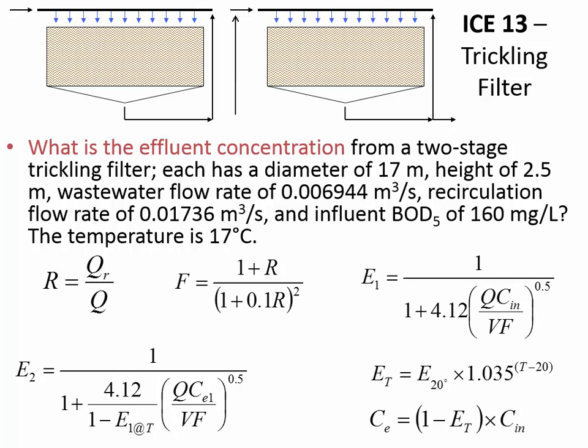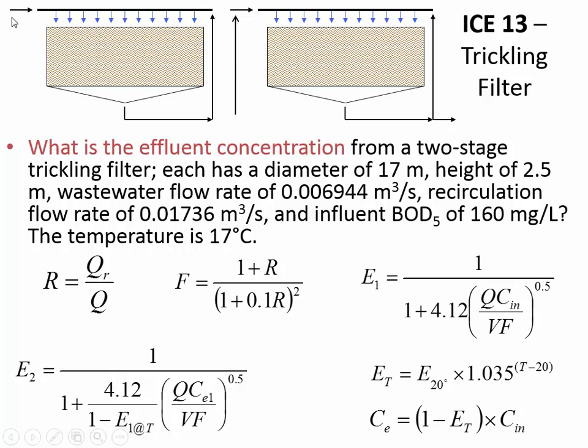Okay, so here's the in-class exercise. Let me hand that out to you. And you can, of course, work together on this one. What we have is a two-stage trickling filter. Just one little arrow got cut off from the drawing in the handout I'm giving you, that the water exits the second one.